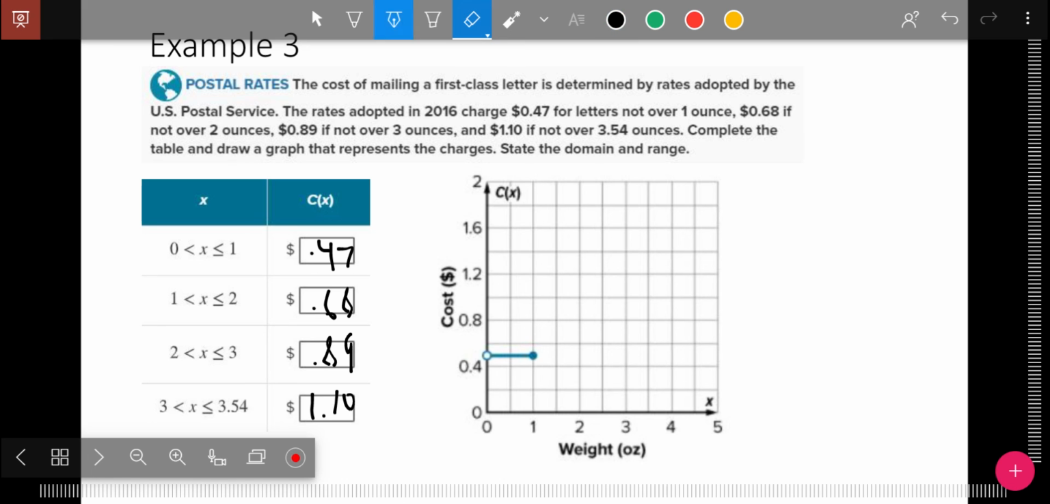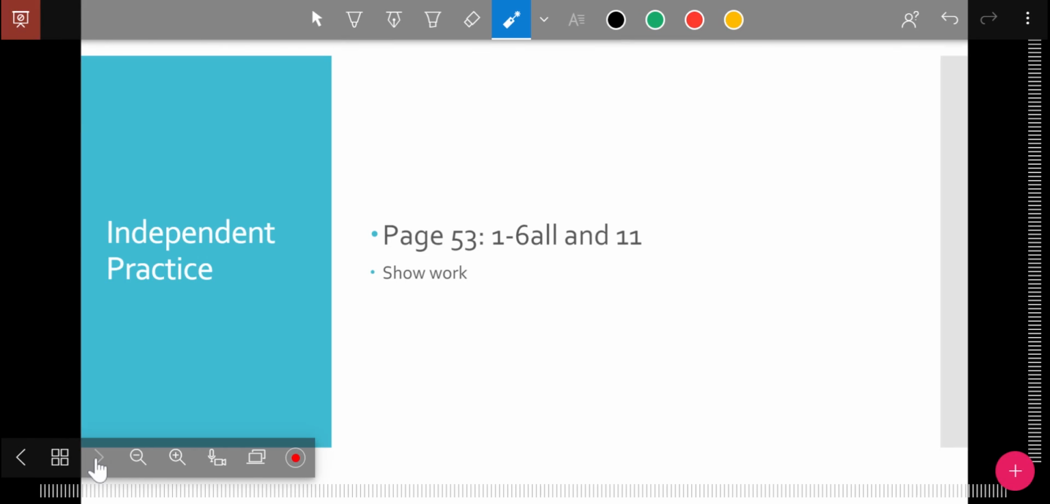Drawing straight isn't my specialty. 68 cents, drawing out to there. Or 89 cents, going from 2 out to 3. Or $1.10, going from 3 to just past 3.5. And so it just looks like it's going up in steps, and so that's why they call it a step function. Hope that you understood. Give it a try.